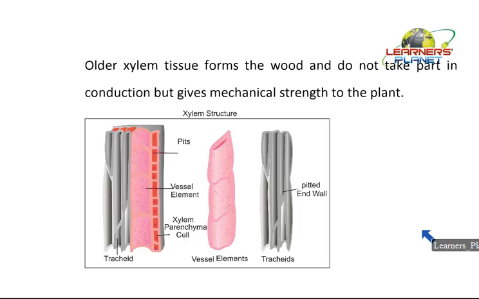Next, what we have to study is the phloem tissue. How the phloem supports the transport of food from the upper direction to the different directions. That we are going to study in the next session.